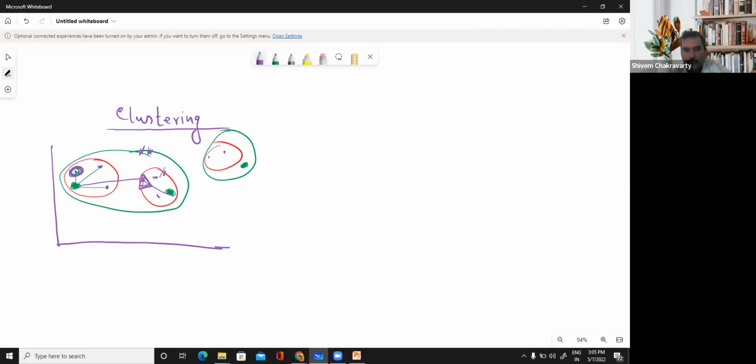Similarly, suppose there is a point here. We will see whether it is nearest to this midpoint, or the third midpoint, which is at the left corner, this one. So depending on that, whichever distance is closest, we will put this particular data point in that cluster. So once such an initial cluster is formed, I'll draw it again.